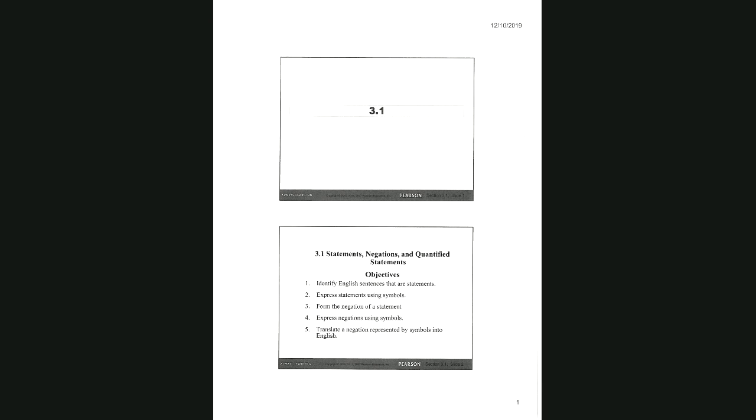And this session will be over Chapter 3. This will be a lot of reading and comprehending. We will not have a lot of calculations, so it'll be very interesting, but very exciting. It deals with statements, negations, and quantified statements.